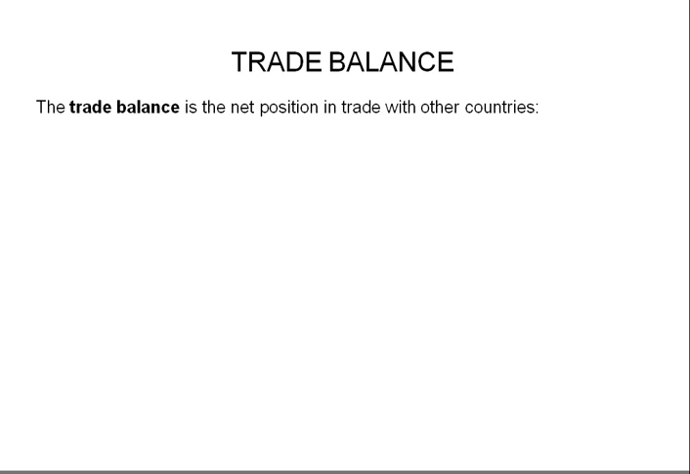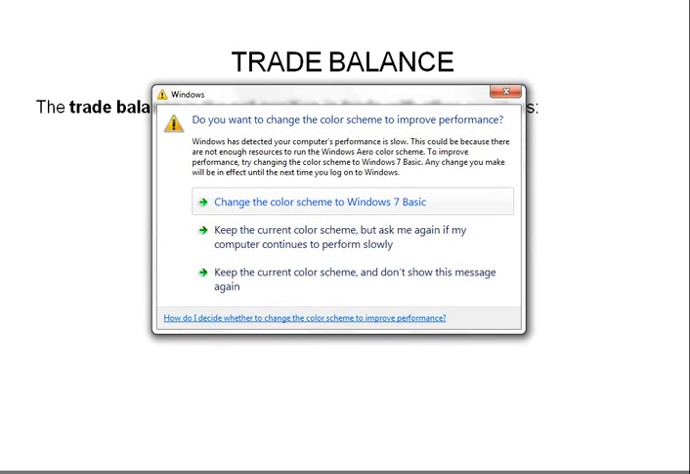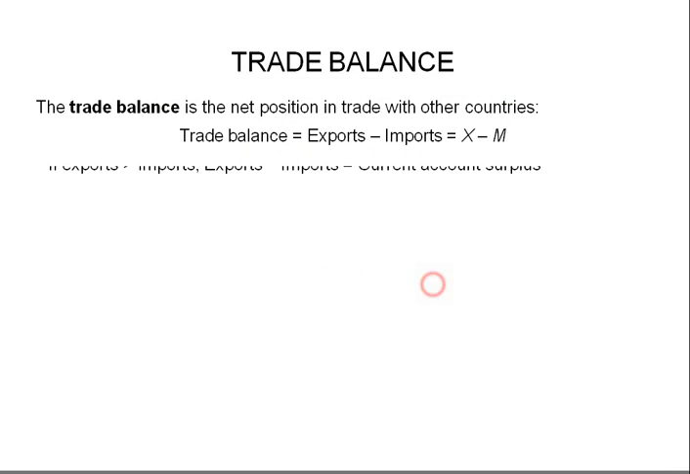Trade balance. Trade balance is the net position in trade with other countries. It is actually exports minus imports. Trade balance is equal to exports minus imports. We have X for exports and M for imports. Okay.